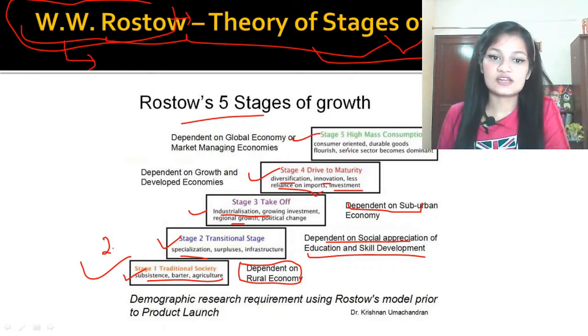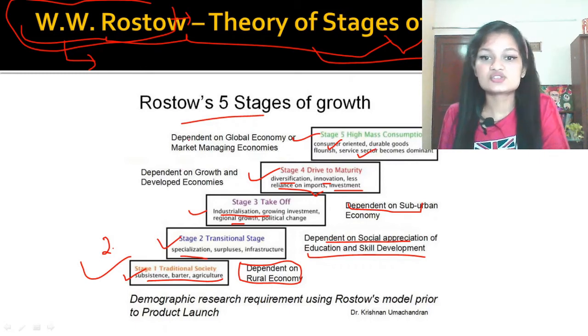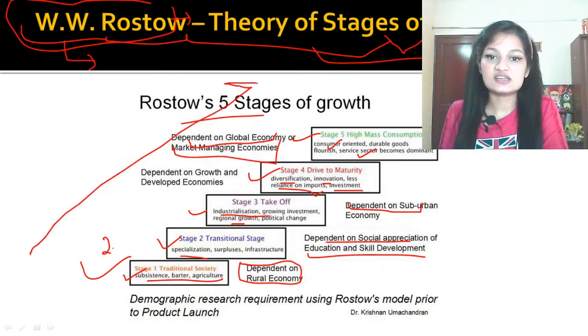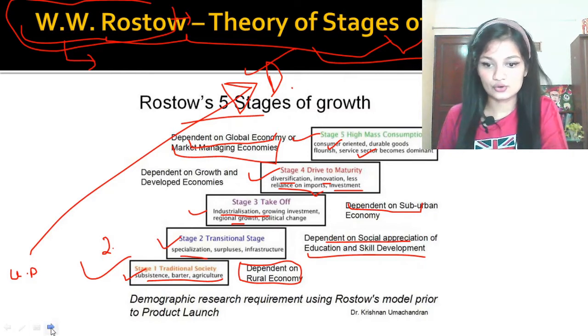The last is high mass consumption, in which we see a consumer oriented economy. We also see durable goods flourish, and the service sector becoming dominant. This is going to be dependent on the global economy or market managing economies. So this transition is upward, almost from an underdeveloped economy to a fully mature consumerist economy. So this was according to Rostow.